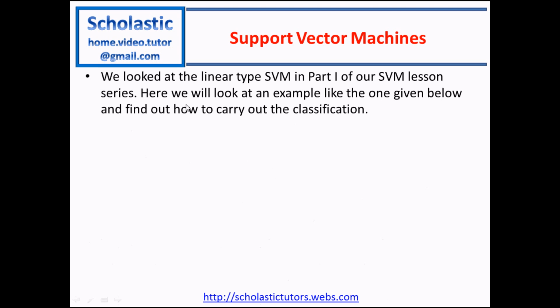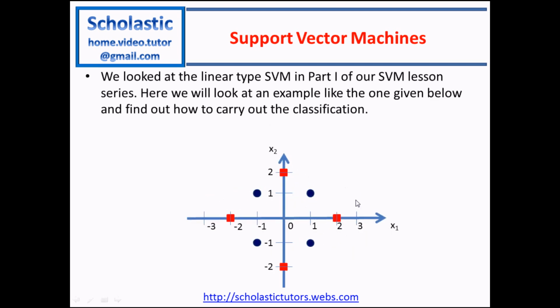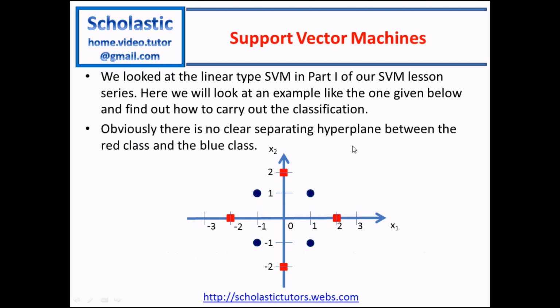In fact, we looked at the linear type SVM in part 1 of our SVM lesson series. Here in this lesson we are going to look at an example like the one given below. In this case you can see clearly there is no separating hyperplane between the red class and the blue class. Therefore we need to find a method of separating them. In this case we are going to use nonlinear support vector machines to do that task. Let's see how we are going to do that.